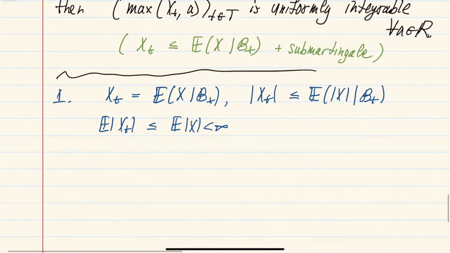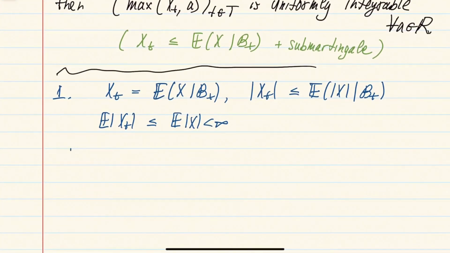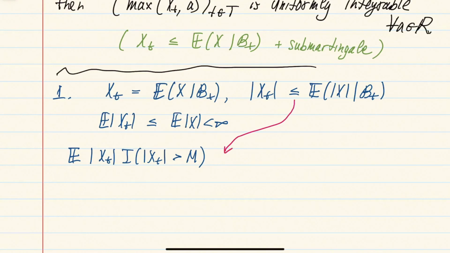But here we want a little bit more, namely we want to look at the average of this absolute value on the tail, when the absolute value of X_t is large. What we'll start with is exactly the same observation here, that the absolute value can be bounded by this conditional expectation. So we'll use this first and replace this first X_t by this conditional expectation, and we'll leave the indicator as it is.